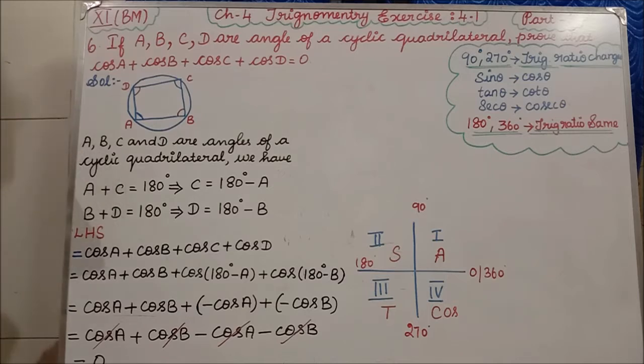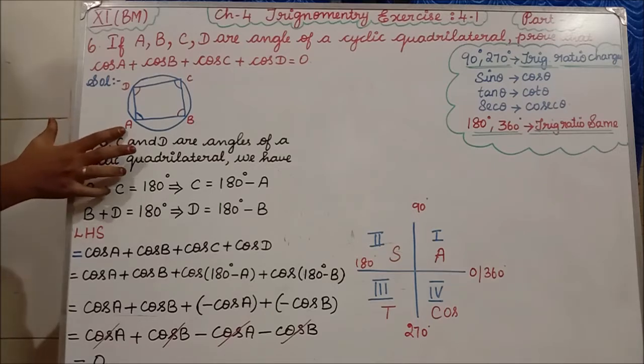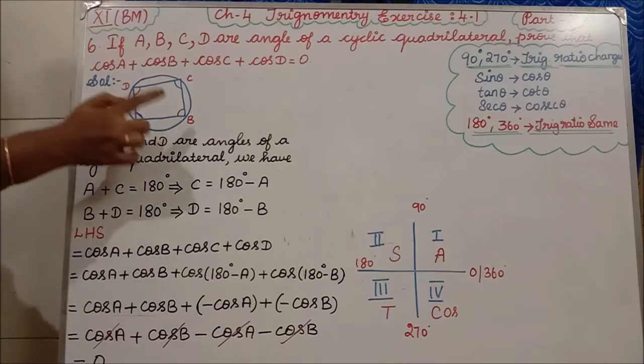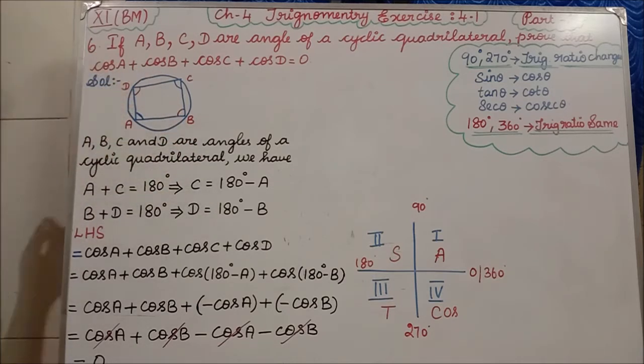Now, see, the cyclic quadrilateral properties you have learned in lower class, isn't it? What is the property you have learned? If you add opposite angles, the sum is 180 degrees. We have learned that, isn't it? So, angle A plus angle C is equal to 180 degrees. Similarly, angle B plus angle D is equal to 180 degrees, we have learned in lower class. Based on that only I am going to solve this problem.